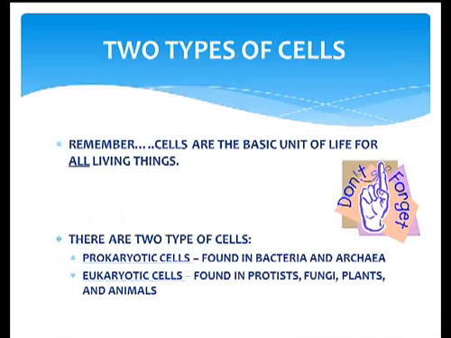Now, I want you to remember that cells are the basic unit of life for all living things. And there are two types of cells, which again are the prokaryotic cells, which are found in bacteria and archaea, and the eukaryotic cells, which are found in protists, fungi, plants, and animals.